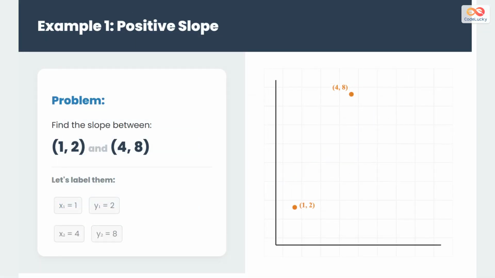Let's try a problem. We need to find the slope of the line connecting the point 1, 2 and the point 4, 8. First, let's label our coordinates. x1 is 1, y1 is 2, x2 is 4, and y2 is 8.